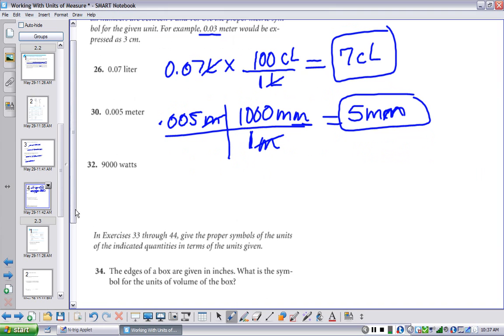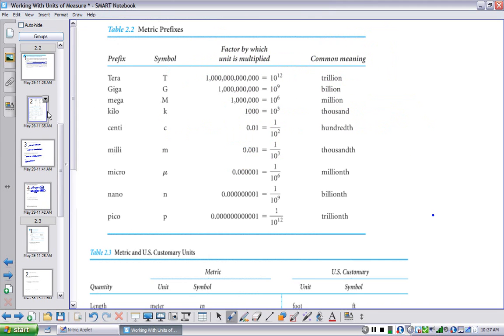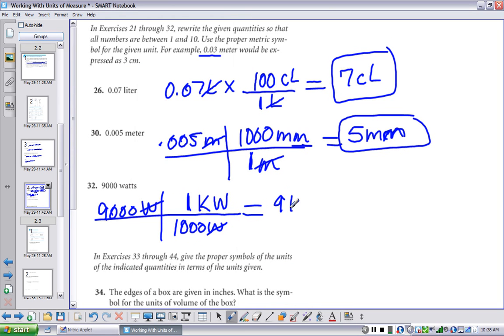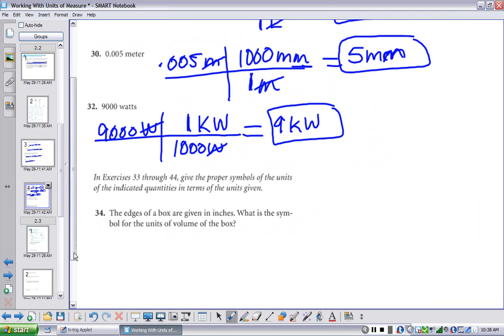Now, number 32 is a little different. 9,000 watts. So let's go to our table. 9,000. So we need to go up here. The kilo is the 1,000. So we go here. 9,000 watts. There are 1,000 watts in 1 kilowatt. So that cancels. 1,000 going into 9,000 9 times, so that's 9 kilowatts. 9 kilowatts.